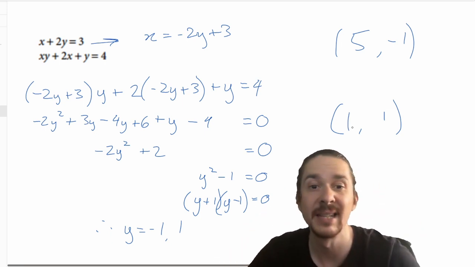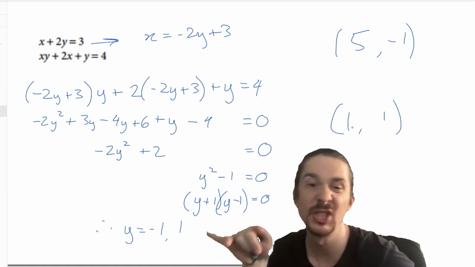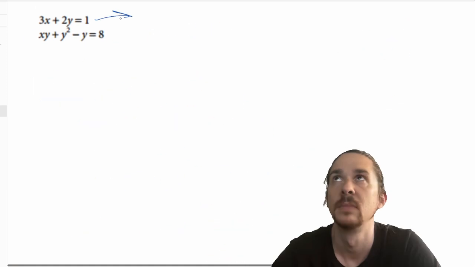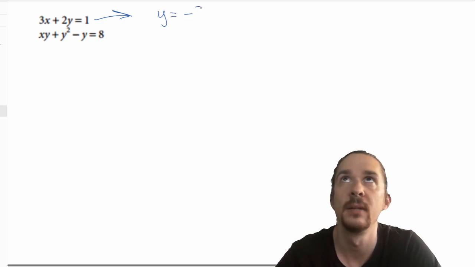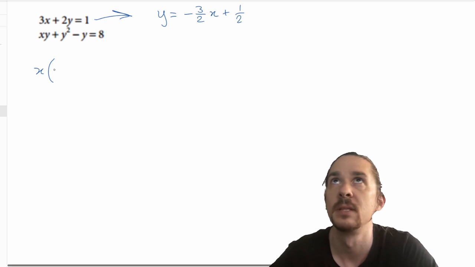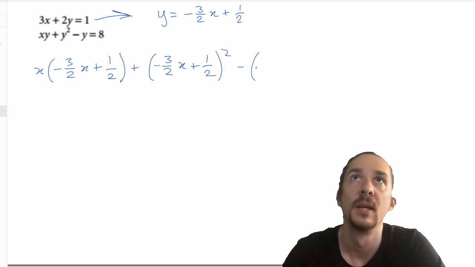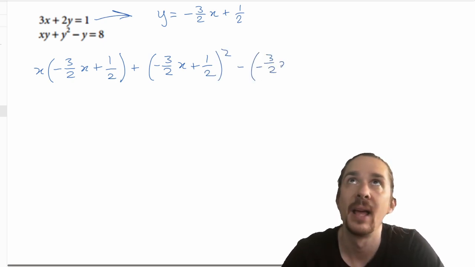I'm glad we checked that, because that's an important detail. I went on autopilot because in every question I've solved for x first so far, but in this one I solved for y first, and I didn't account for that. This one gives me that y is equal to -3/2 x plus 1/2, so x times (-3/2 x plus 1/2), plus (-3/2 x plus 1/2) all squared, minus (-3/2 x plus 1/2) equals 8.